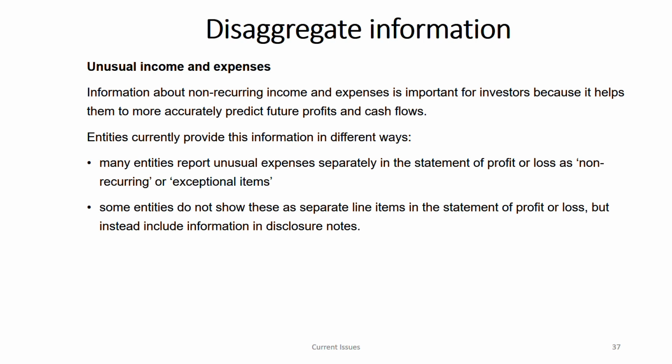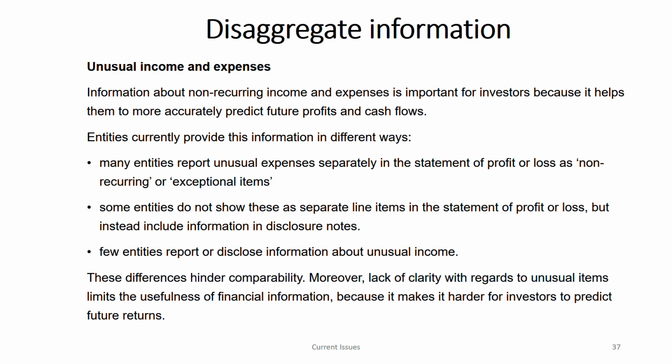They prefer disclosing this under disclosure notes rather than putting it on the face of the statement of profit and loss as a separate line. Or few entities report or disclose information about unusual income. This is about unusual income, okay, not expense. Very few entities either report or disclose about this unusual income. So because of this, what happens? Some entities write it as a disclosure, some put it under the statement of profit and loss. Because of this, again, comparability.